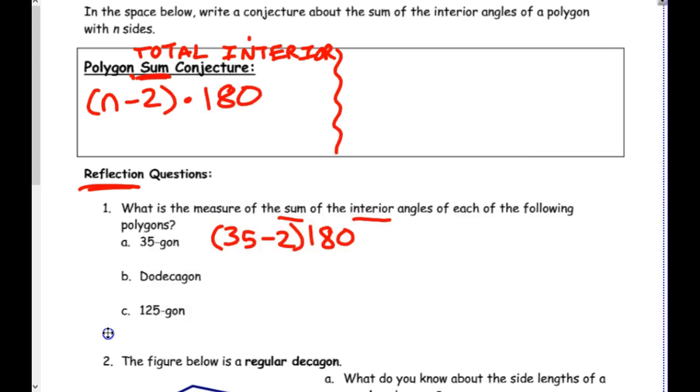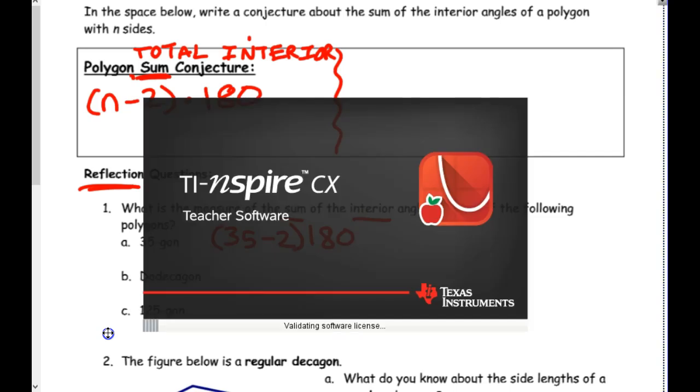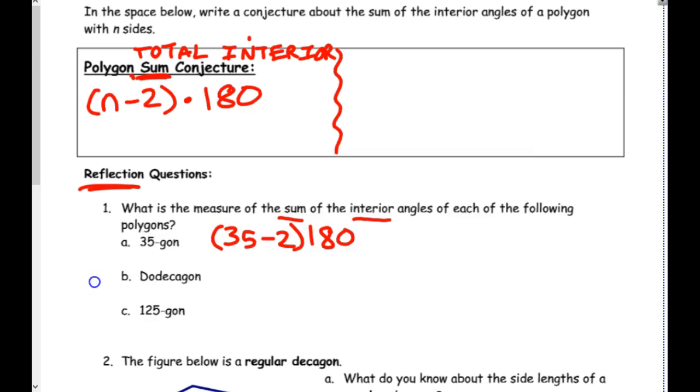Okay, so I know someone's got it right here. 35 minus 2 times 180. We get 5,940 degrees.